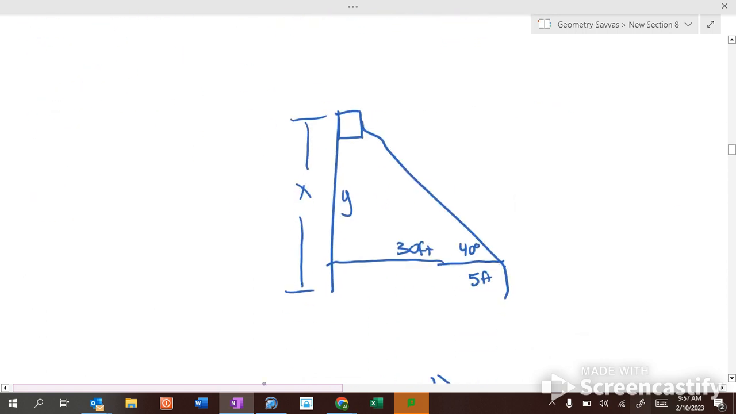So a person whose eyes are 5 feet above the ground. So the person's probably 5'4". Okay? So a 5'4" person looking up at a flagpole at an angle of 40 degrees and they're 30 feet from the flagpole. How high is the flagpole? How tall is the flagpole? Well, to figure that out, we have this triangle here. So you have to figure out what y is first and then add on the extra 5 feet that their eyes are above the ground. So this is opposite. This is adjacent. What trig function?